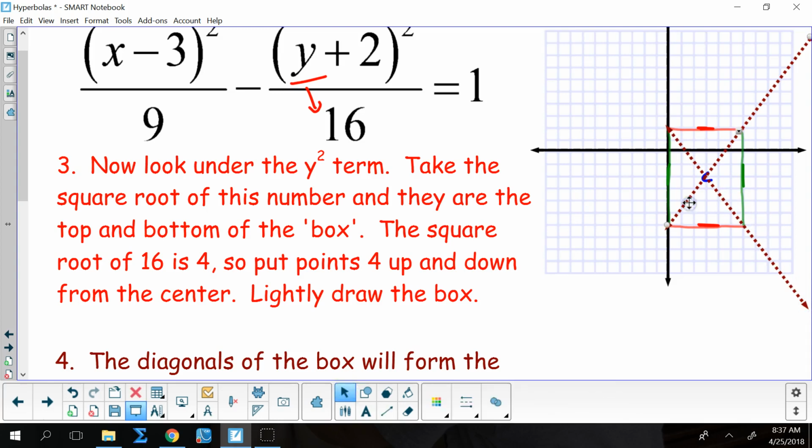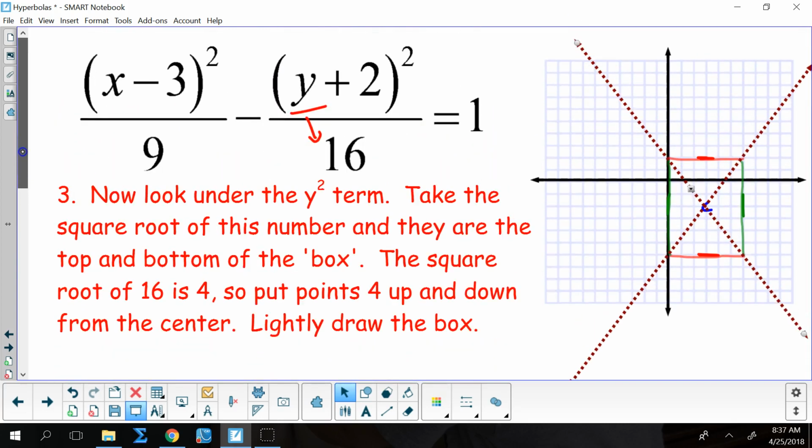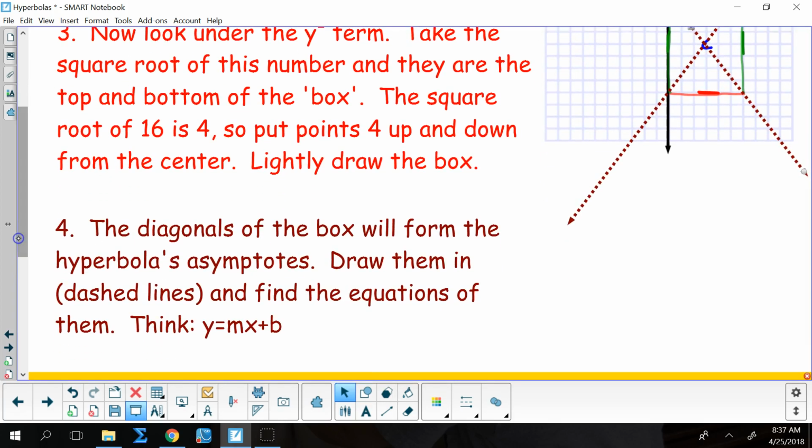So there are the diagonals of my box, which are the asymptotes of my hyperbola. Now, I know it's not your favorite, but let's take a moment here to come up with the equations of those asymptotes. A couple of things that we have to do with that.